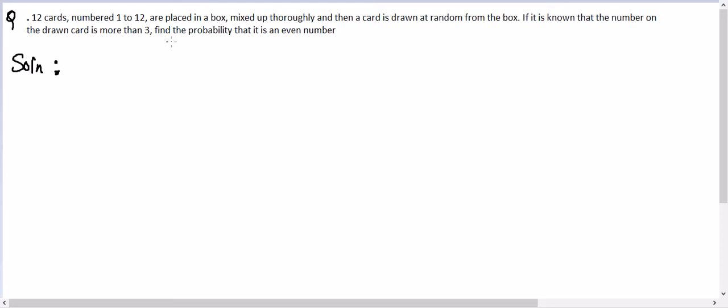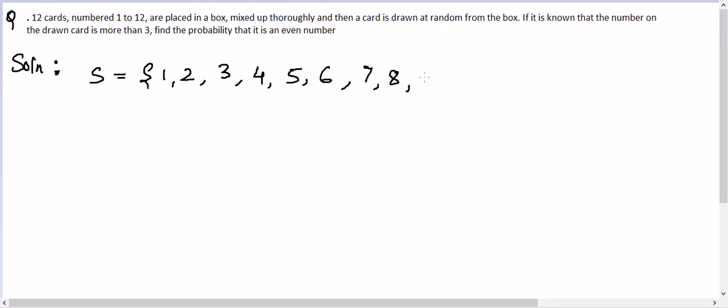Hi guys, this is Reshma, and in this question it is given that we have 12 cards, starting from 1 till 12. So the sample space will be 1, 2, 3, 4, 5, continuing till 12.